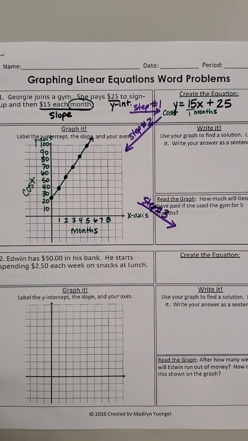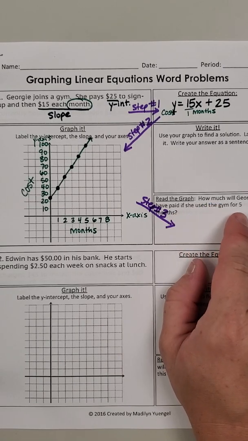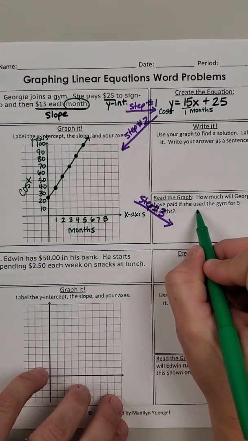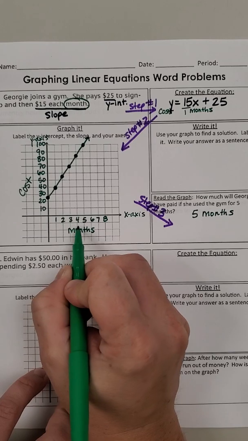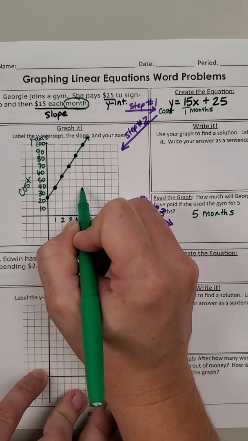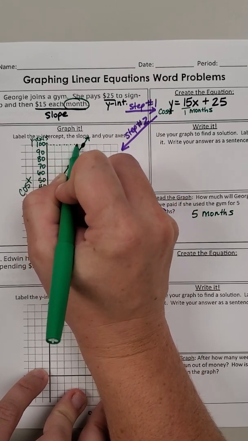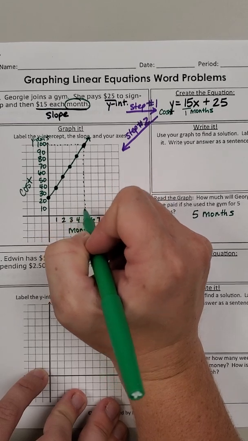Step number 3. It says, how much will Georgie have paid if she used the gym for 5 months? Well, at 5 months, so here's months down here, here's 5 months. If I go up to where it hits my line, I can see that the 5 months would be $100.